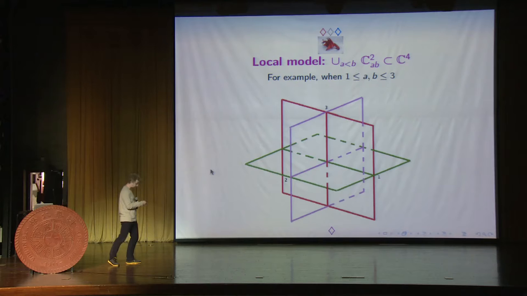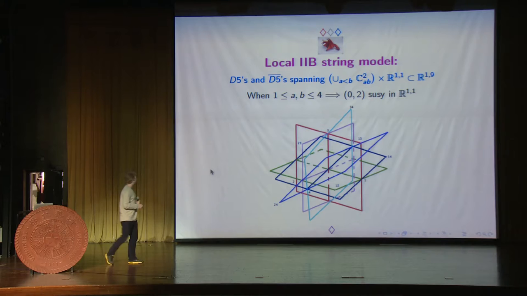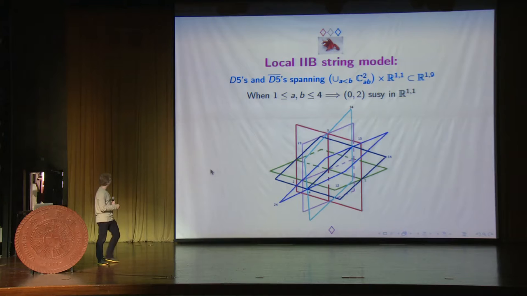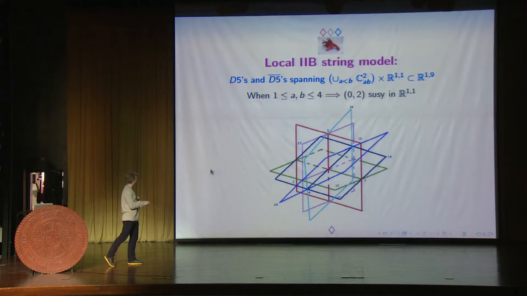And you can actually preserve 0-2 supersymmetry in two dimensions by combining up to six stacks of D5 branes and anti-D5s, which will intersect along a two-dimensional Minkowski space and then share various degrees of intersections along the two-dimensional or zero-dimensional times R11 subspaces. So this picture is kind of difficult to read. I tried to squeeze all six four-dimensional spaces onto the two-dimensional slide, which is impossible. But there are better pictures, which I will present immediately.